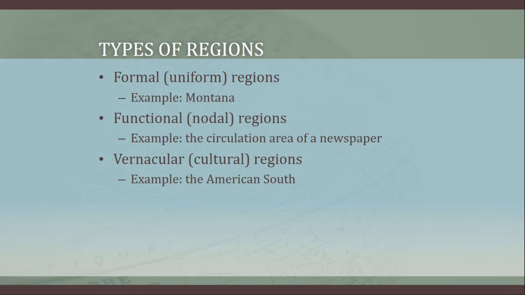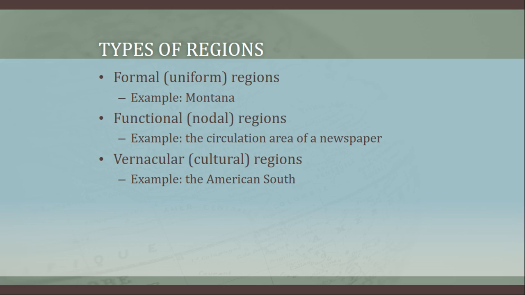Functional or nodal regions are going to be connected. They're going to have some sort of center that is kind of the heart. In the case of circulation, it would be the place from which the newspapers are distributed. You could also be looking at, say, cable distribution or cell phone tower coverage, right? Any of those. It doesn't have to be technology oriented. We just happen to be talking about those because those are good examples for you to think about. But that's a functional region.